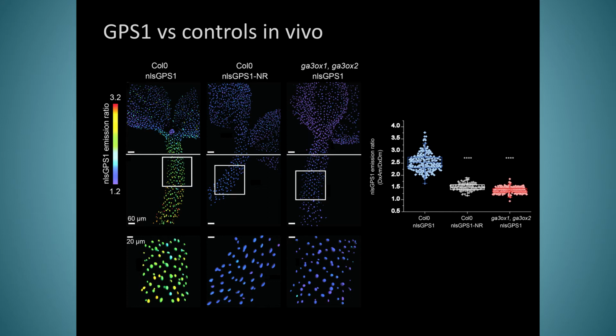We see a much lower ratio, and we lose that spread again, even though actually that is a GA responsive sensor. I'll stop here and say that we have to do, of course, a lot of biochemical characterizations of the protein.